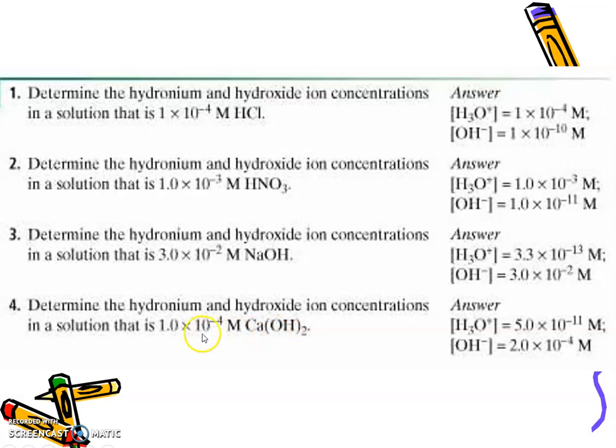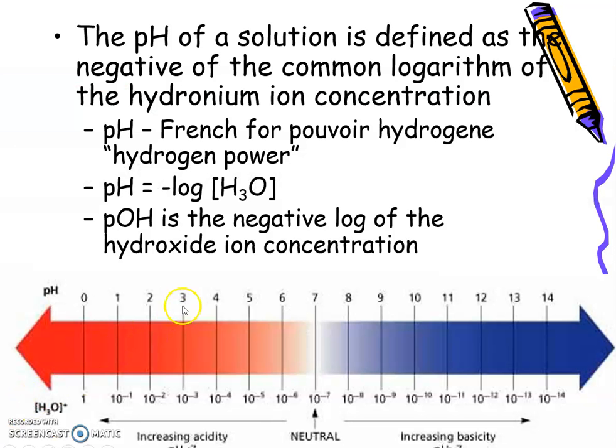But my OH will be twice that number, or 2 times 10 to the minus 4. So again, to get the H3O, I simply take 10 to the minus 14 and divide it by this to get the other. Now, this comes into play in what's called your pH scale. And the pH is defined as the negative log, the base 10 log, of the hydronium ion concentration.